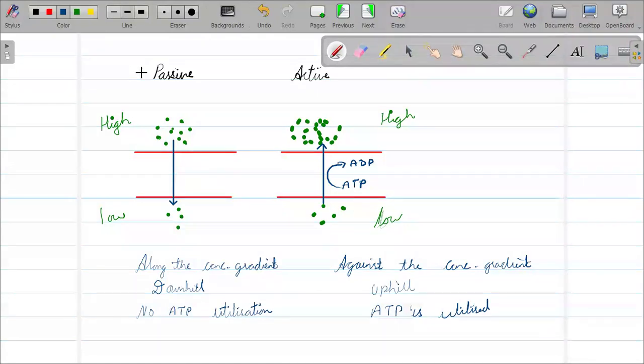In passive transport, we'll be discussing diffusion, an important phenomenon which is always occurring in an organism, followed by osmosis.